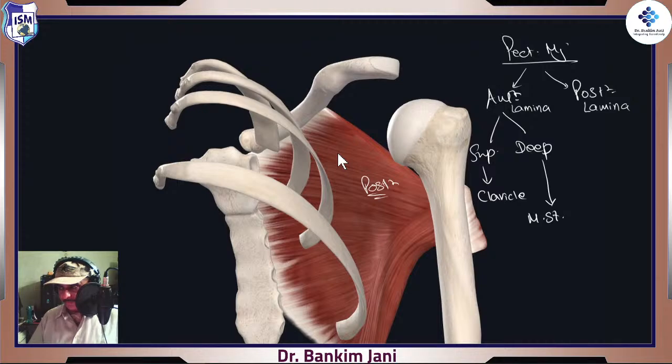Then these posterior fibers are from the 2nd to 6th costal cartilage, right? So these are all the costal cartilages. From there, these fibers emerge, the second layer. But this is quite thin, right? The major bulk is handled by the other layer only.